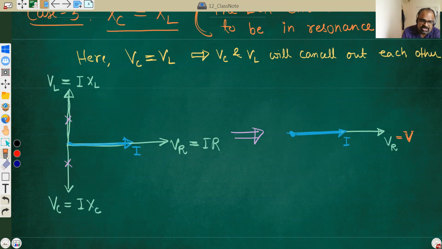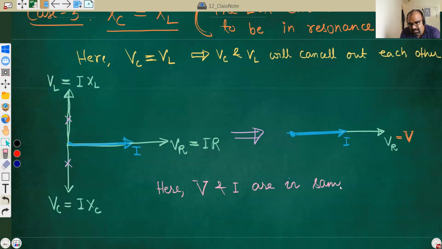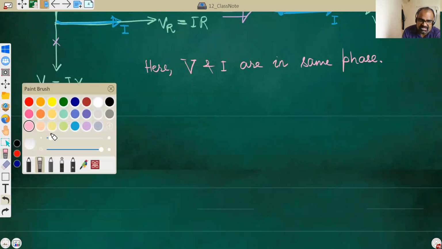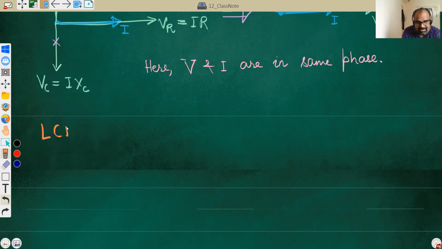Okay, fine. So here, the source voltage and the current are in same phase, and the circuit is in resonance. So when circuit is in resonance, this is done. I have discussed the three cases. So LCR circuit, I will repeat this third part because it is very important.